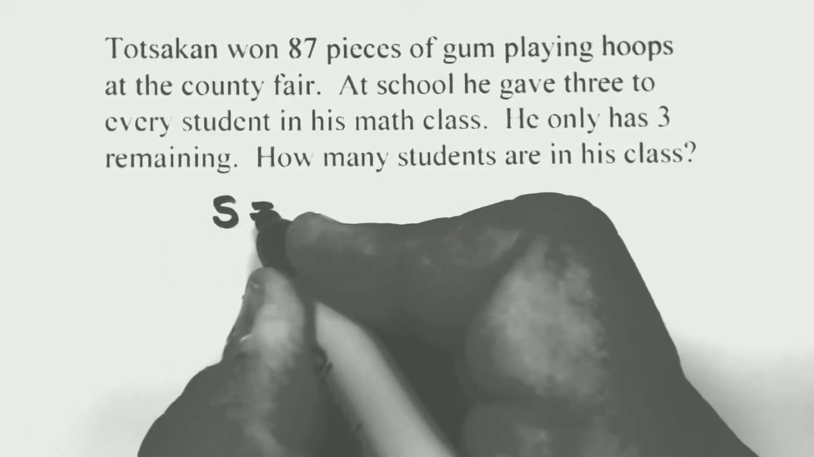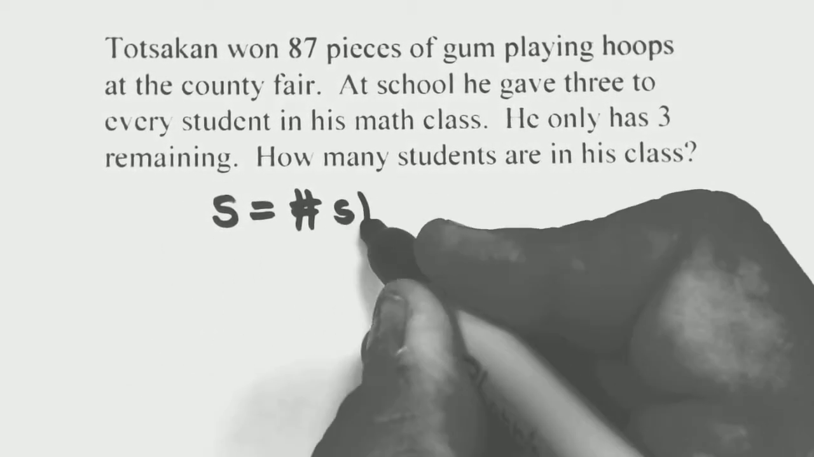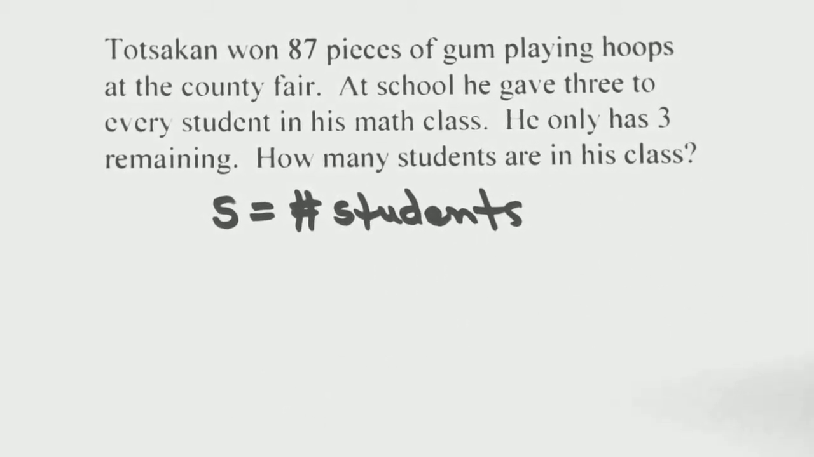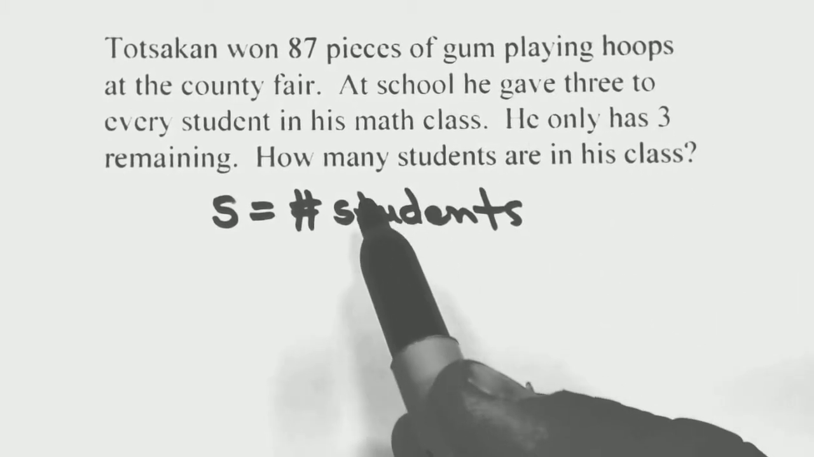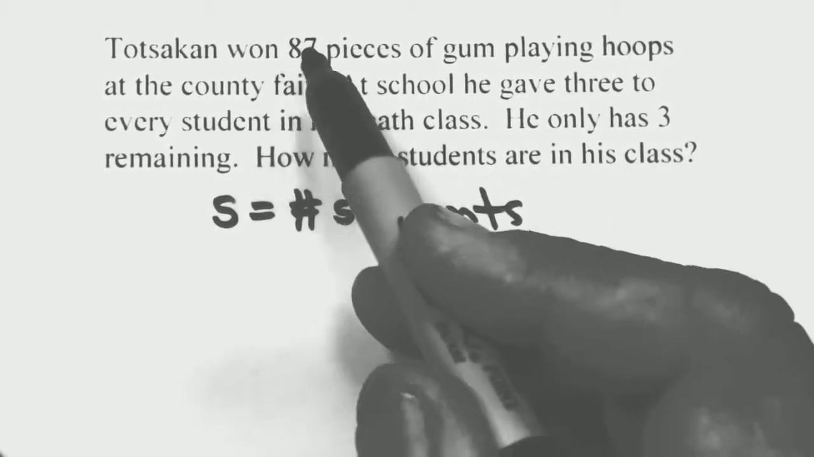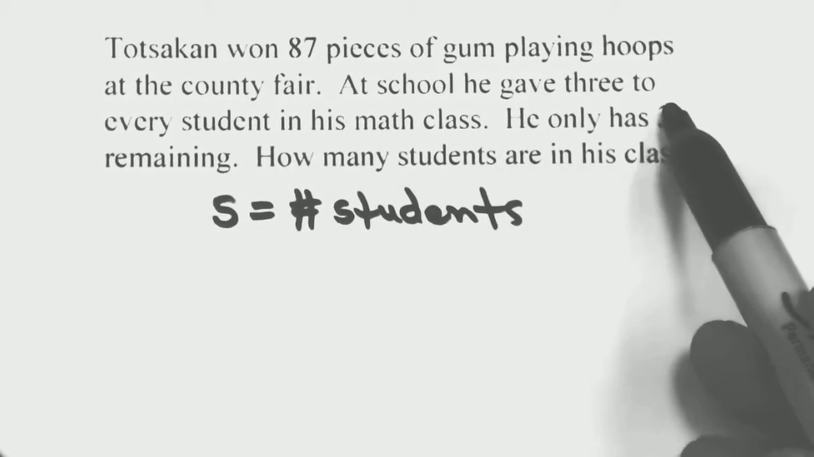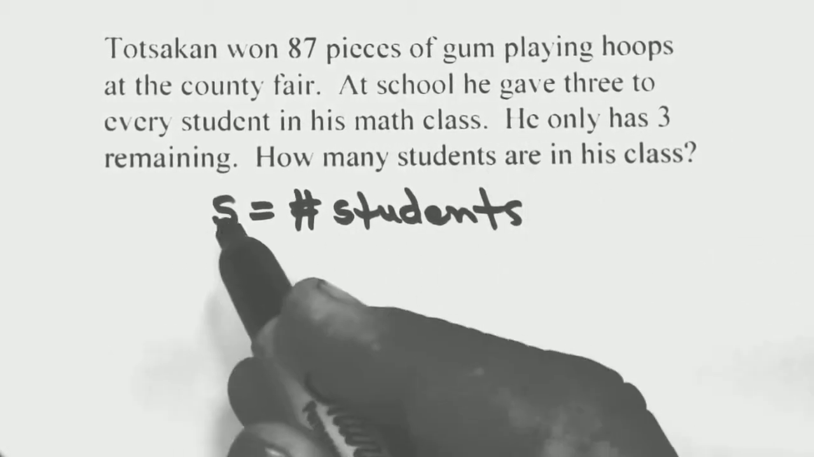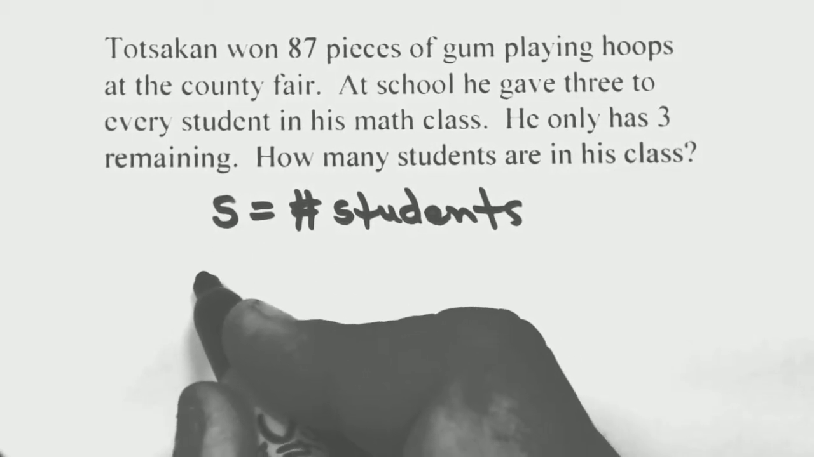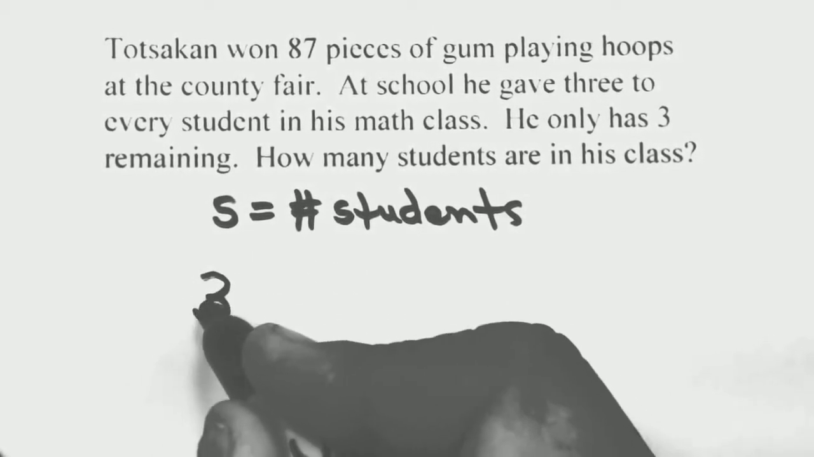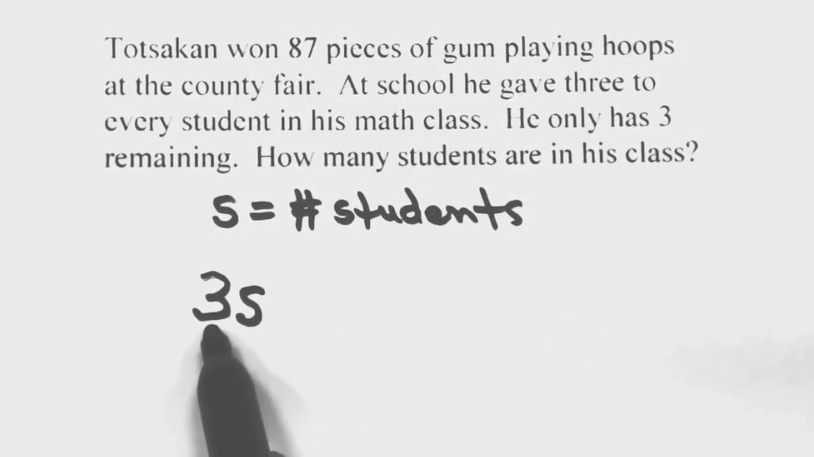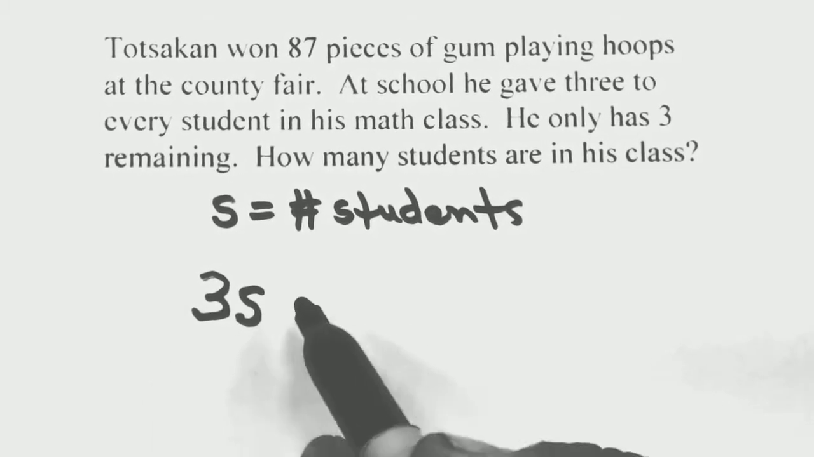Well, let's say S equals the number of students that are in his math class. So let's see what happens. We can figure out the total number of pieces. We know it's 87, but let's see how many he gave. He gave 3 to each student in his class. So if S is the number of students, then the total number he gave to all of them would be 3 times S. 3 times the total number of students in the class gives us the total number of pieces he gave to everybody in the class.